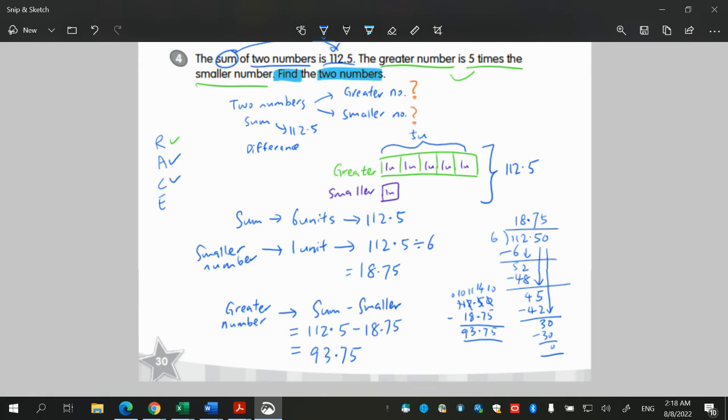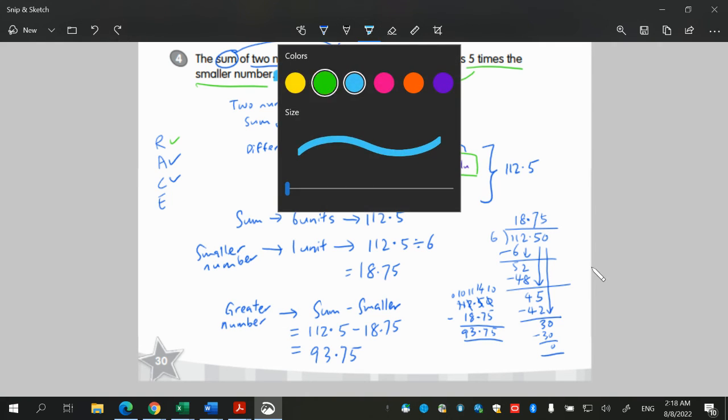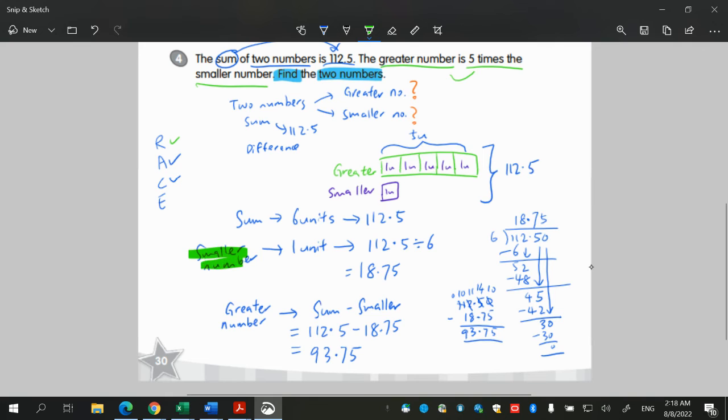Okay, so I have the smaller number. Let me highlight in blue. Smaller number. Oh, I should do it in green actually, since my model was done in green, hopefully it helps you to see. Smaller number was 1 unit. That was the answer. And a greater number.